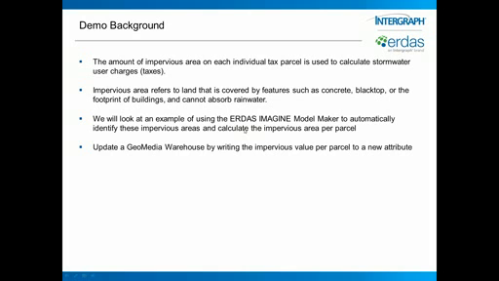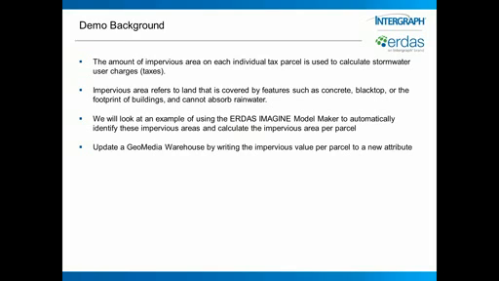And with that, I'd like to move into an impervious demo. But let's first give you a little bit of background on what we're going to be looking at. The amount of impervious area on an individual tax parcel is used to calculate stormwater user charges or taxes. Tax assessors use this to calculate the amount of money they're going to charge each parcel owner. Impervious area refers to land that is covered by features such as concrete, blacktop, or footprints of buildings. So basically anything that cannot absorb water.